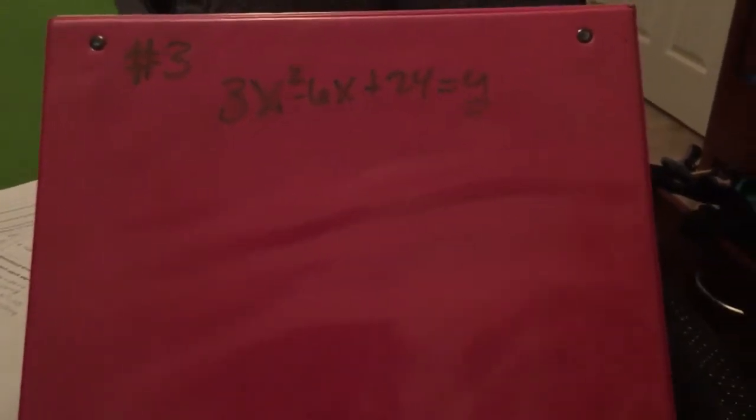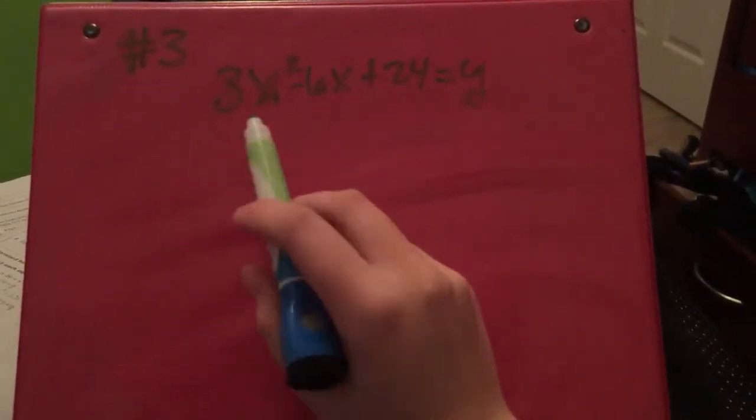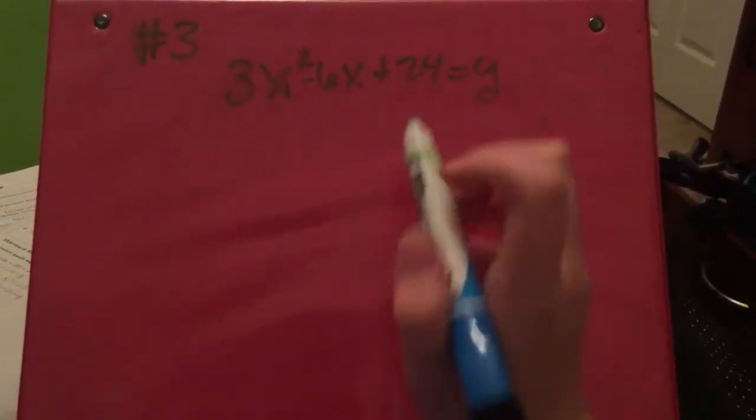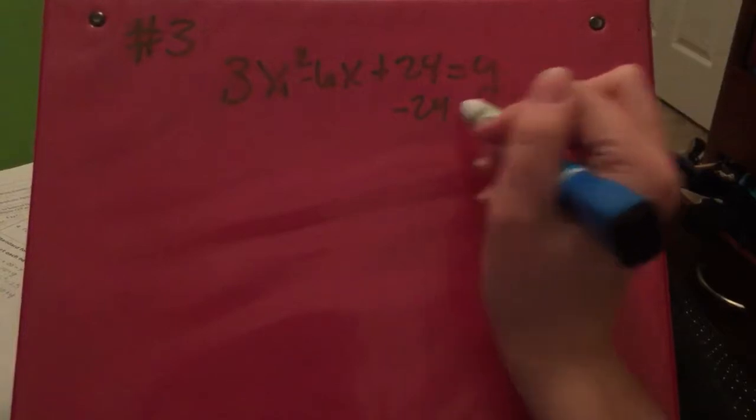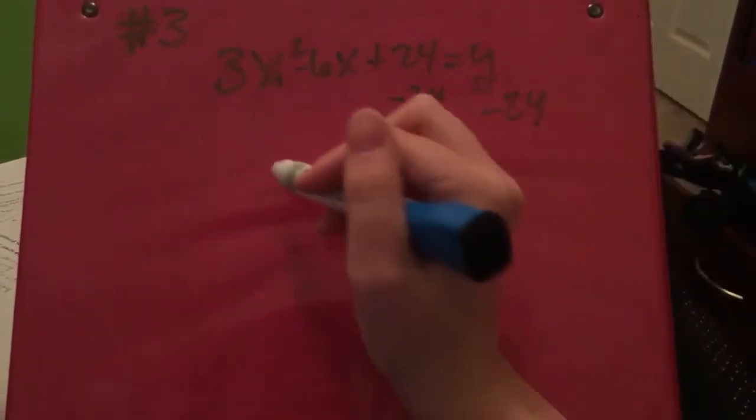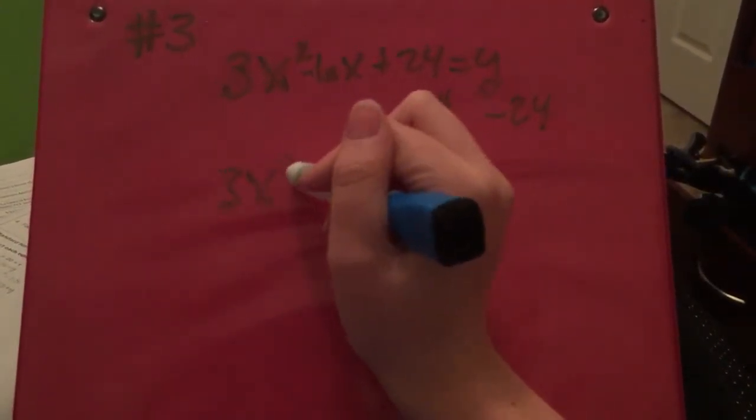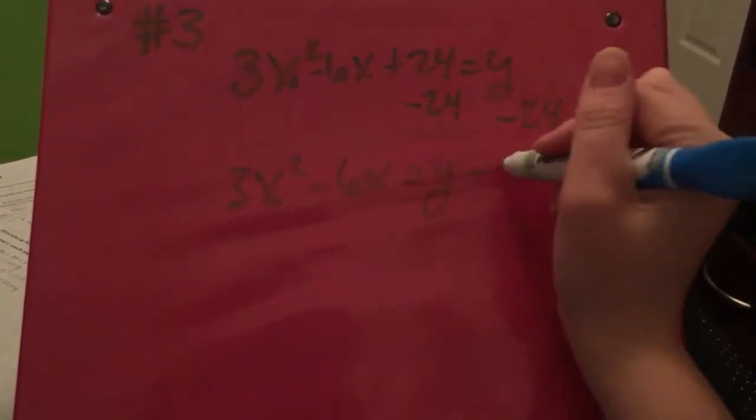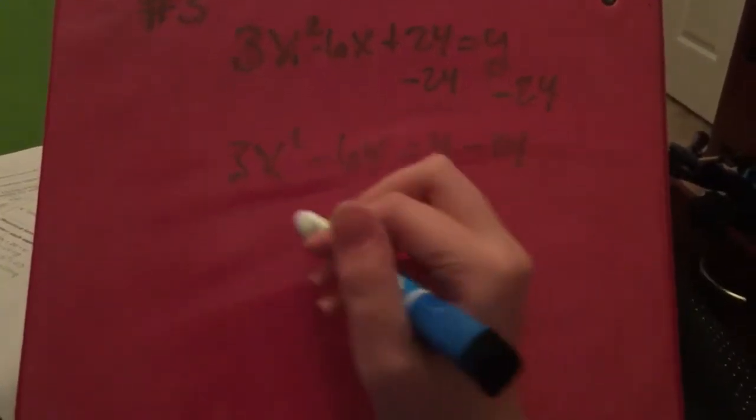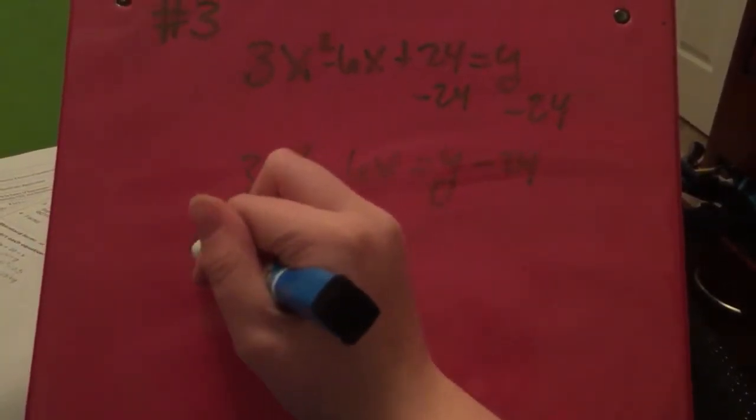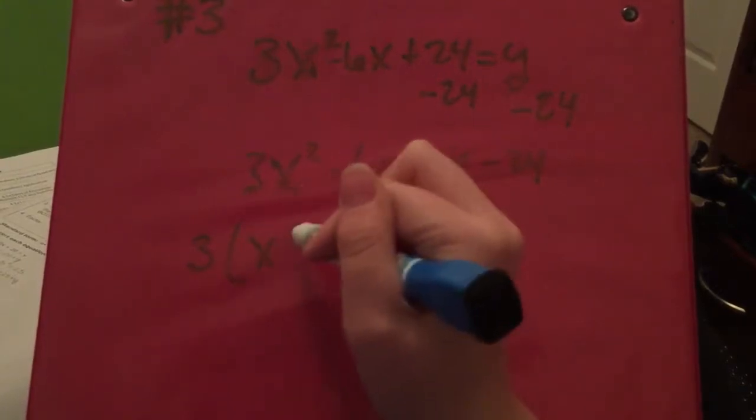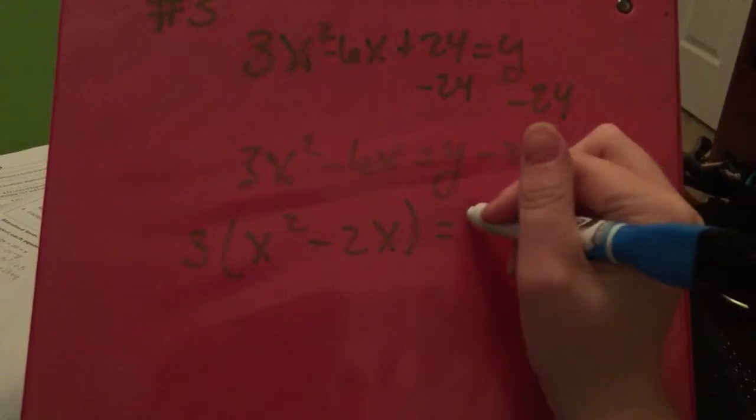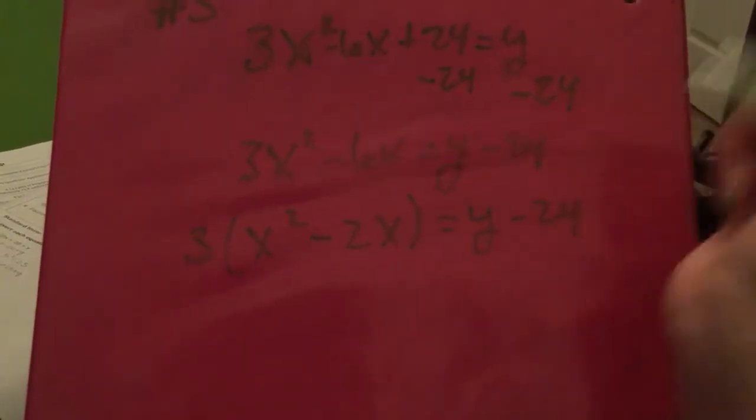Okay, now we're going to move on to one of a little bit higher difficulty. So in this 3x squared minus 6x plus 24 equals y, you'll still have the same first step, which is subtracting the c from both sides. So you would get 3x squared minus 6x equals y minus 24. Okay, then you're going to take out the term in front of the x squared to get 3 parentheses x squared minus 2x equals y minus 24.